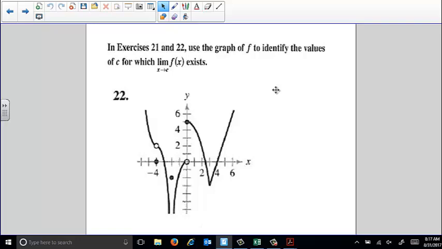And then we got problem 22. So let's continue here. Who's next? Kelly. What's the question here? I've got a problem. What does it say? Use the graph to identify the values of C for which the limit exists.